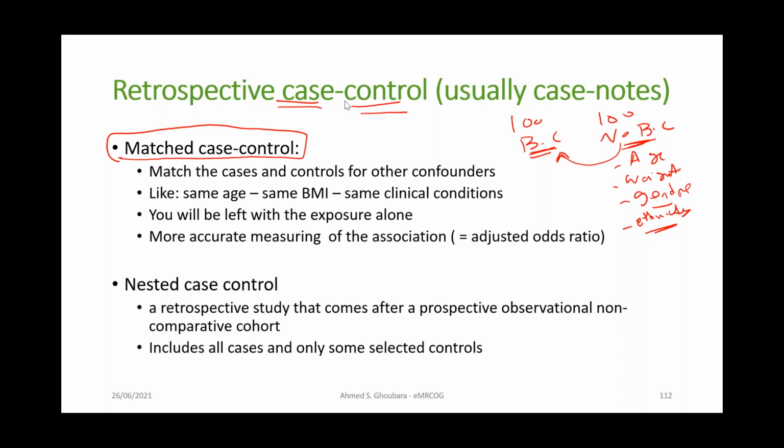So nobody would say that age made a difference because they're the same age, or weight made a difference, or gender made a difference, or ethnicity made a difference. No, the same gender, same everything, same mean of age, same mean of weight, same gender, same ethnicity. Okay, so this is called matching case control. Very important because it turns up in the exam.